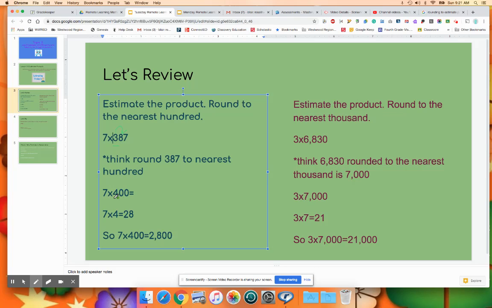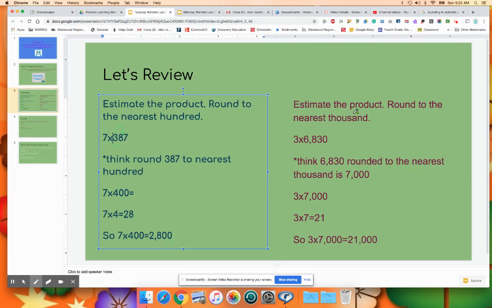So now all of a sudden, this looks like a lot of the work we did yesterday, right? 7 times 400. I like to think of my facts, right? My basic fact is 7 times 4, which is 28. And I know that there are 2 zeros in my question. So I'm then going to add 2 zeros to my product. So 7 times 400 is 2,800.